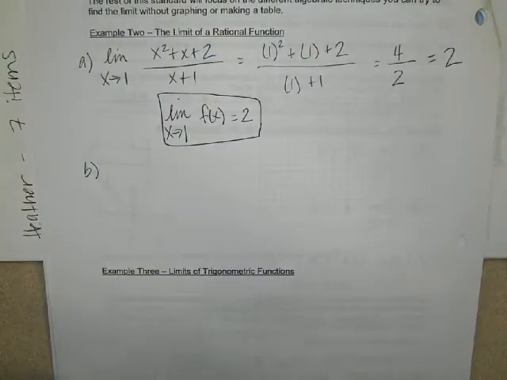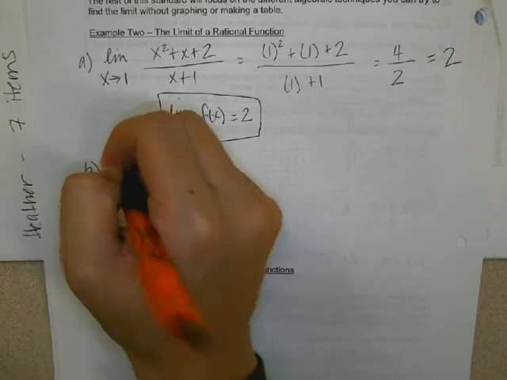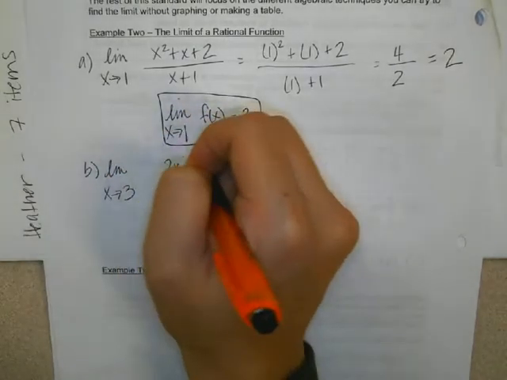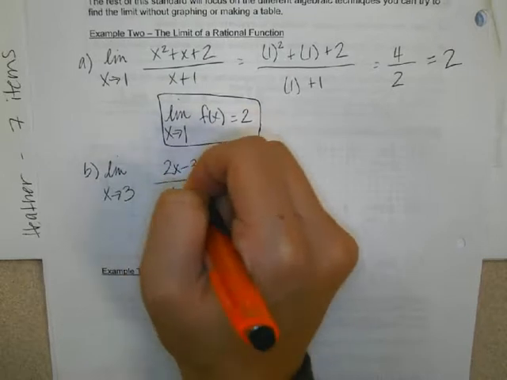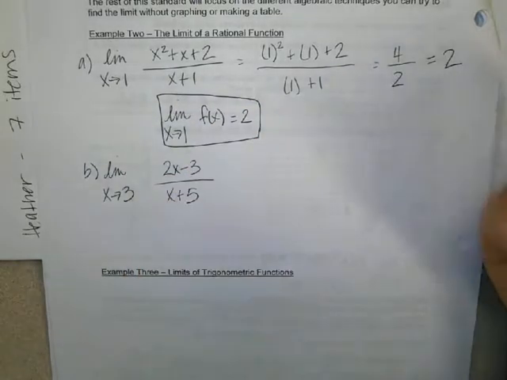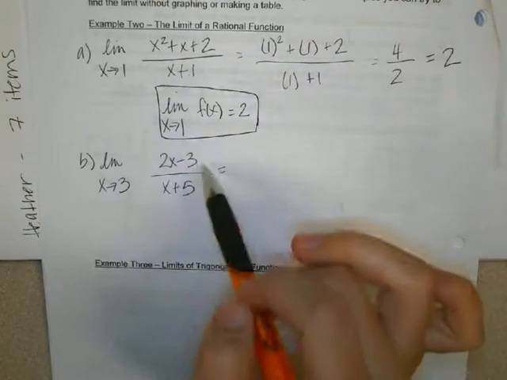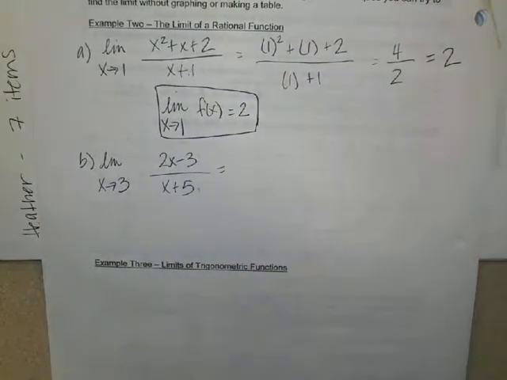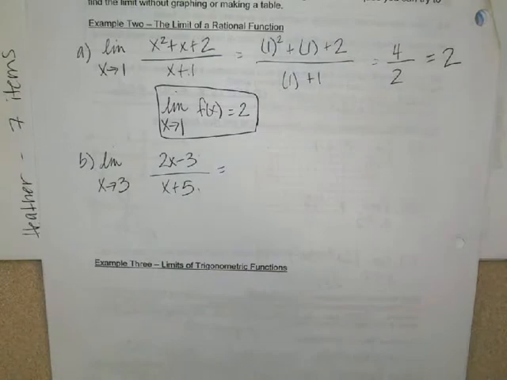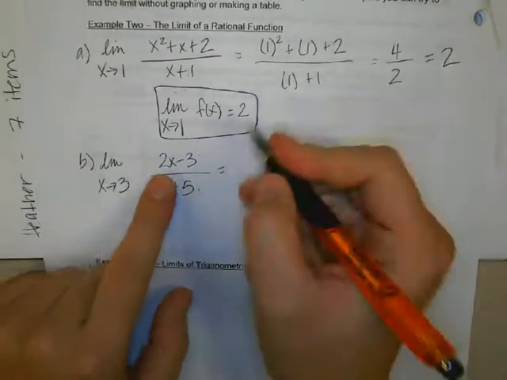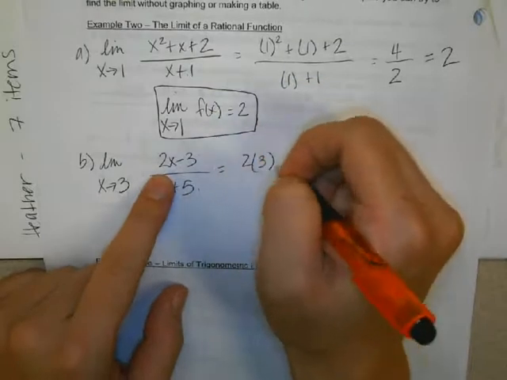Okay? Let's look at another one. The limit as x approaches 3 of 2x minus 3 over x plus 5. Now, again, we're going to try to directly substitute first. These are rational functions. I know I used that phrase already, but they're called rational functions because you have variables in the denominator, here and here. But that still doesn't prevent us from trying direct substitution first. So that's what we're going to do.